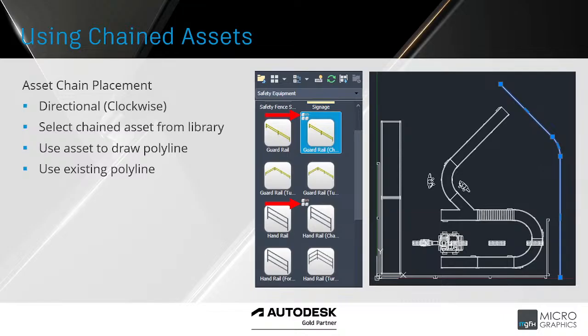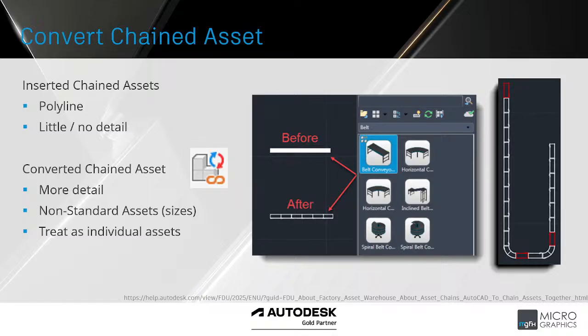One thing to note, in the asset browser, you can identify chained assets by the little assembly and chain link on the top left corner of the asset chain. So we can see there's guardrail chained. There's also the handrail chained. It would normally be in the name as well. So you would find that chained asset, drag it across into your layout, and you would then either draw your polyline or choose the polyline option to select a polyline.